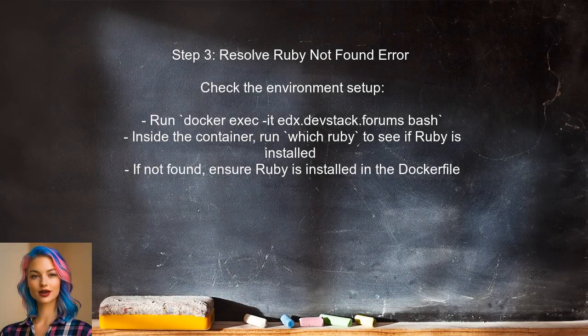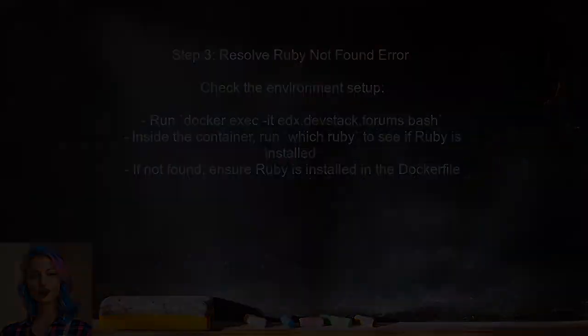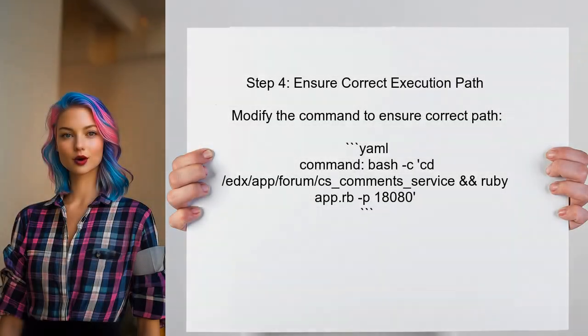Now, let's address the error message the user encountered. The message indicates that the Ruby command is not found. This suggests that Ruby may not be installed or not available in the path. The user should check the environment setup in the Docker container. Finally, if Ruby is correctly installed, the user should ensure that the application is being executed in the right directory. The command should navigate to the correct path before executing the Ruby application.